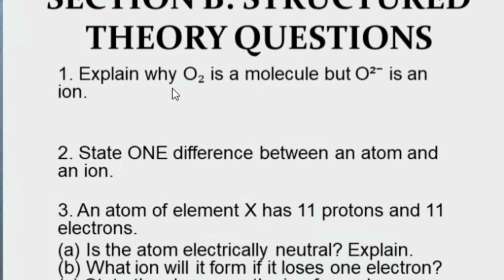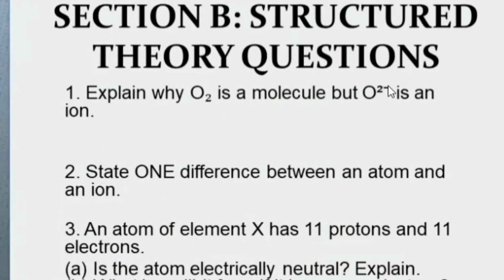Question number one says, explain why oxygen, that is O2, is a molecule, but O2 minus is an ion. Now, oxygen O2 means two atoms of what? Oxygen, chemically what? Bonded together to form what? A molecule. So that is why O2 is what? Is a molecule. O is an atom, but O2 is what? A molecule. Then O2 minus is showing that it is what? Electrically what? Charged. And that is a negative what? That's an anion. Okay, that's an anion.